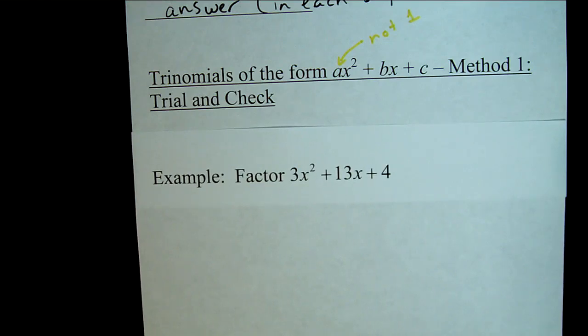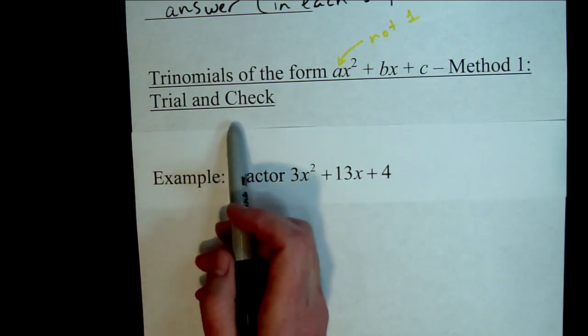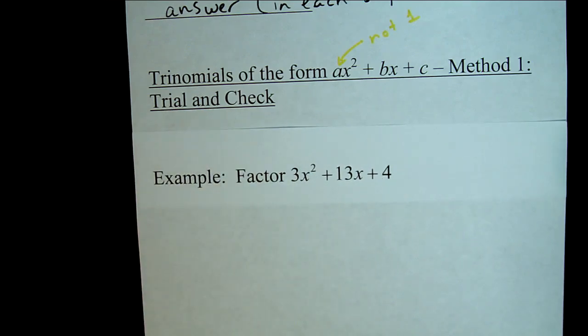There's two methods for dealing with these, so we'll just go one method at a time. The first method I'm going to show you is called trial and check. It used to be called trial and error. I think people decided that trial and check sounded more cheerful and positive than trial and error.